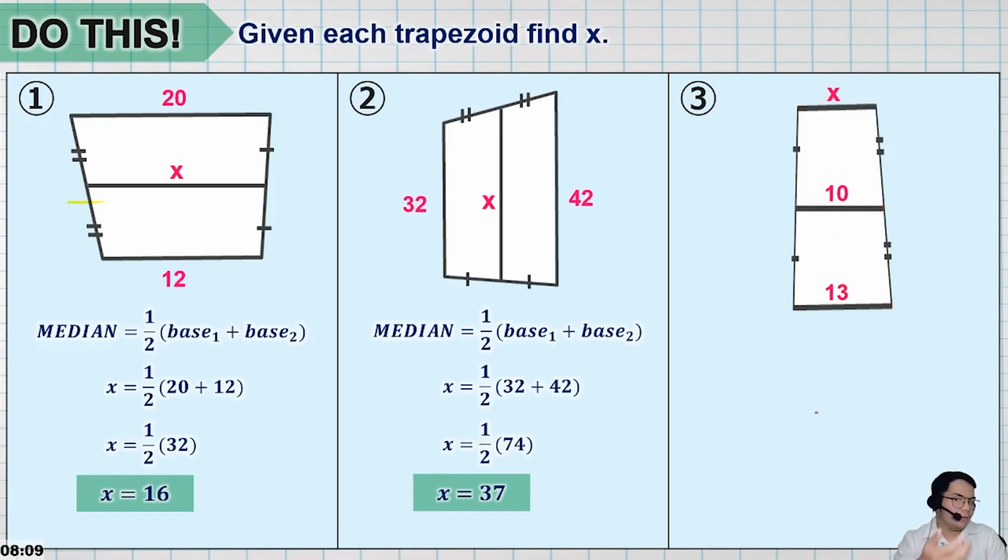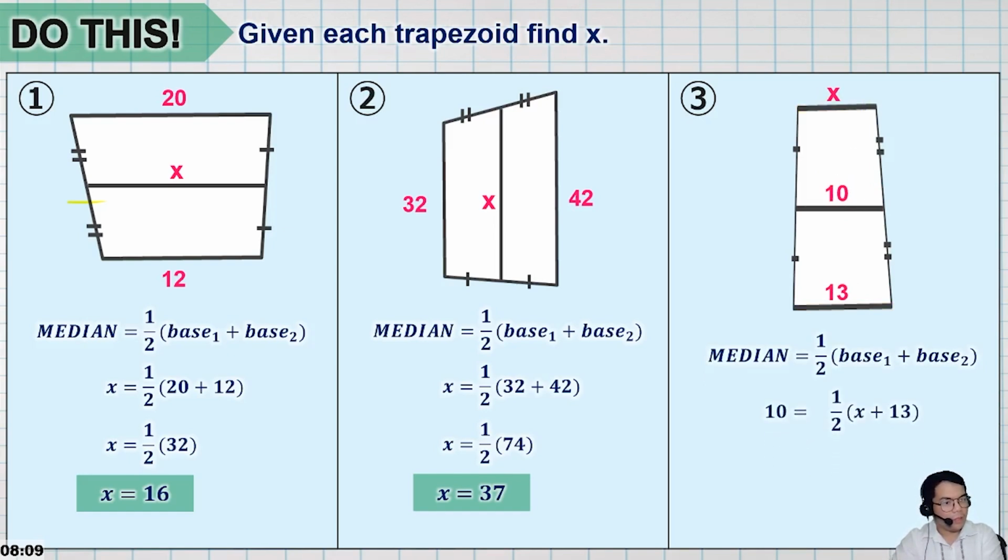But if we have to follow the same formula, median is equal to 1 half the sum of the bases, we can have it as 1 half x plus 13. Or 10 is equal to 1 half x plus 13 because the median is equal to 10. And then if you multiply both sides by 2, we'll get 20 is equal to x plus 13. Therefore, x is gonna be equal to 7.